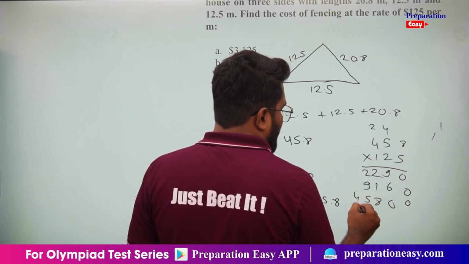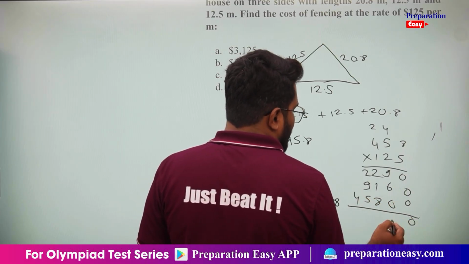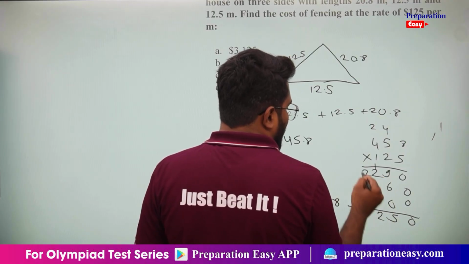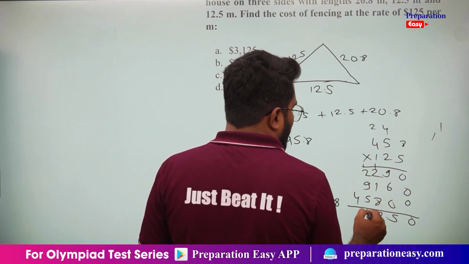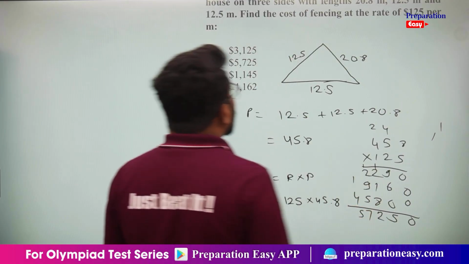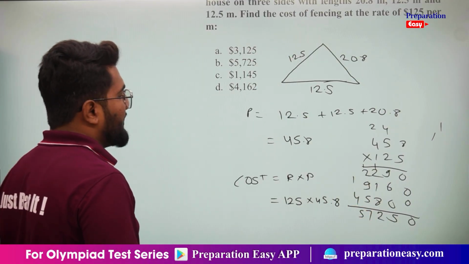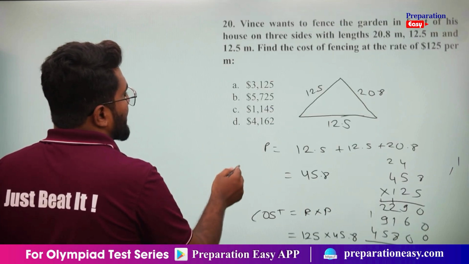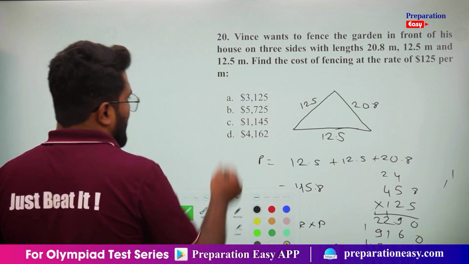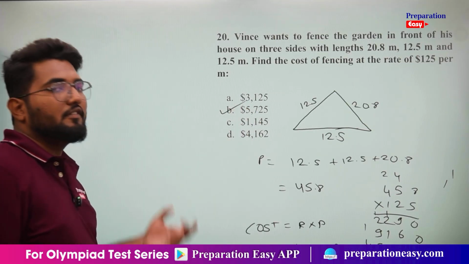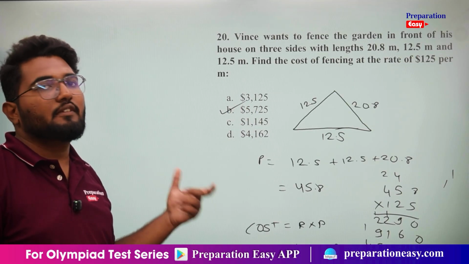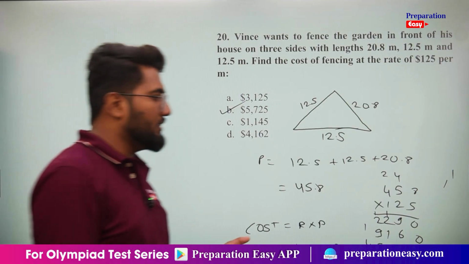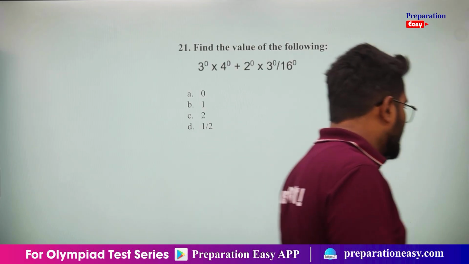Adding up, 0, 9 plus 6 will be 15, 5 carry 1, 8 plus 4, 12, 2 carry 1, 9, 10, 12, 17, 7 carry 1, 5. So 5725 will be our final answer. That is 5,725 rupees will be required. Okay. Let's move towards next question.